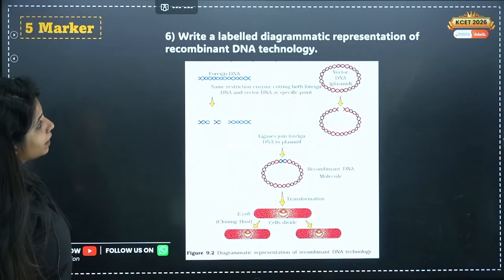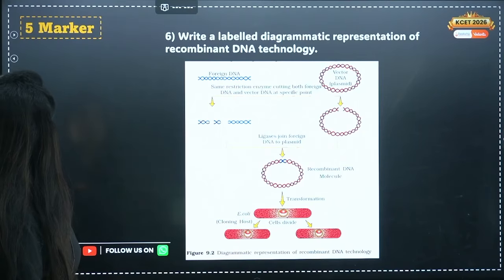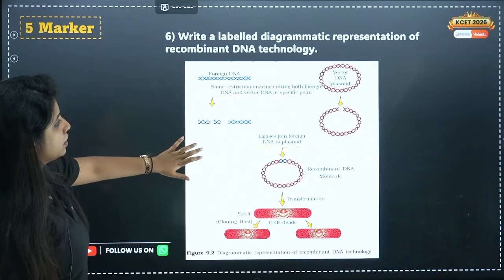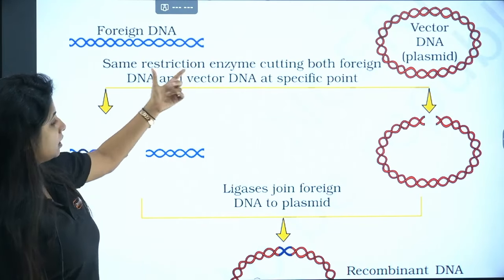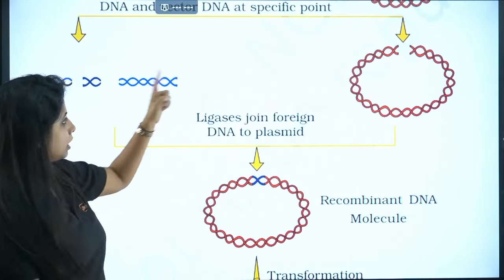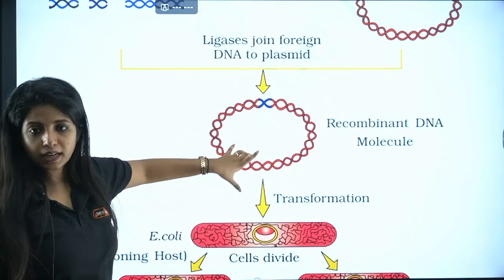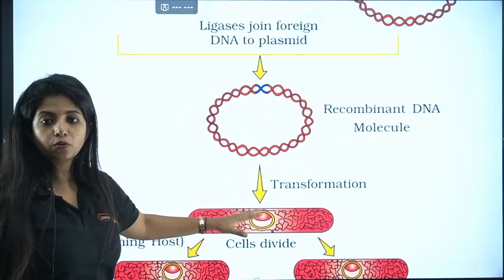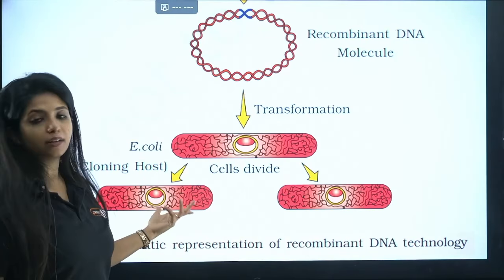Write a labeled diagrammatic representation of recombinant DNA technology. So how do you do that? You do it like this. Foreign DNA and vector DNA are taken. Both are cut with the same enzyme, and now you join them. You see, the cut is there. You put it over here and join it with the plasmid, and the plasmid is allowed to transform the E. coli. In the E. coli, there are recombinants and non-recombinants. That's all.